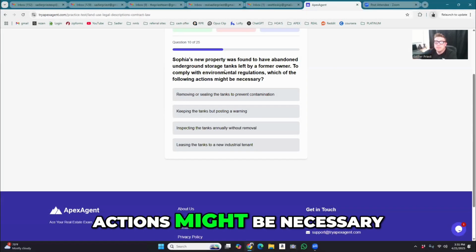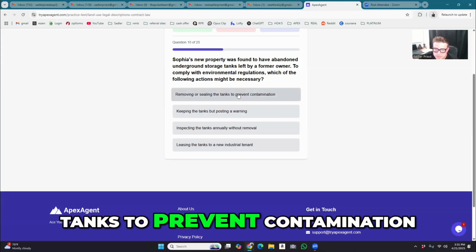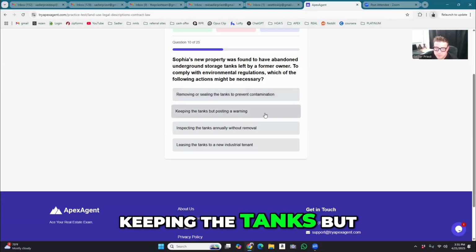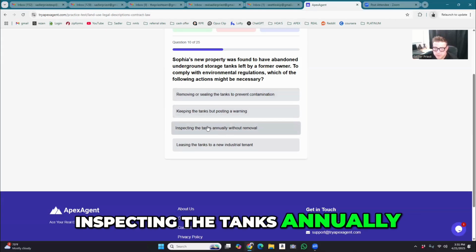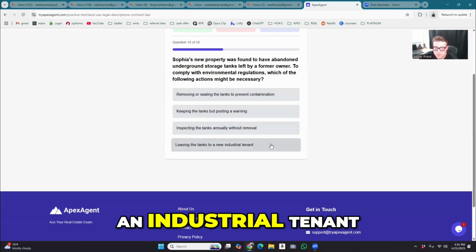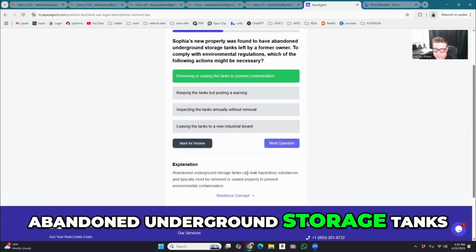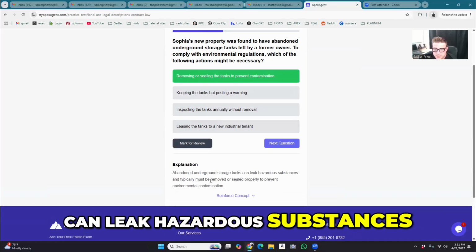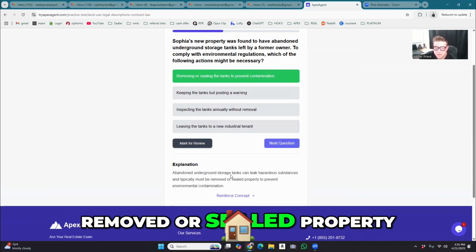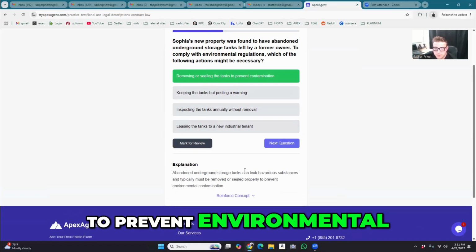Which of the following actions might be necessary? Moving or sealing the tanks to prevent contamination, keeping the tanks but posting a warning, inspection of the tanks annually without removal, leasing the tanks to an industrial tenant. I think it's removing or sealing the tanks. Abandoned underground storage tanks can leak hazardous substances and typically must be removed or sealed properly to prevent environmental contamination.